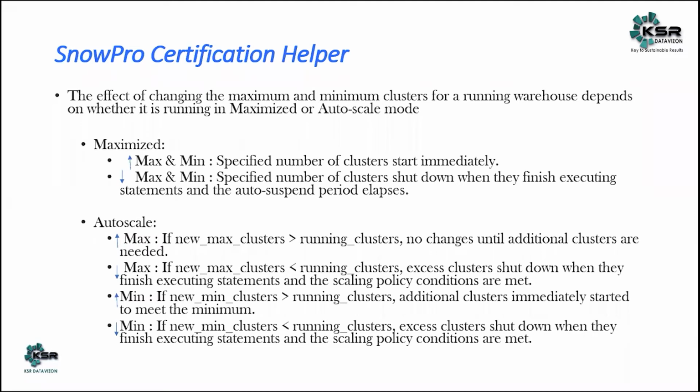Okay, so in the maximize mode and the auto scale mode, there are different behaviors we'll understand. If the maximum and minimum are increased, that means I increase the number of the maximum and minimum, then the specified number of clusters start immediately. So in a maximized mode, that means 10 and 10 minimum. Let's take an example: 5 and 5 is already existing.